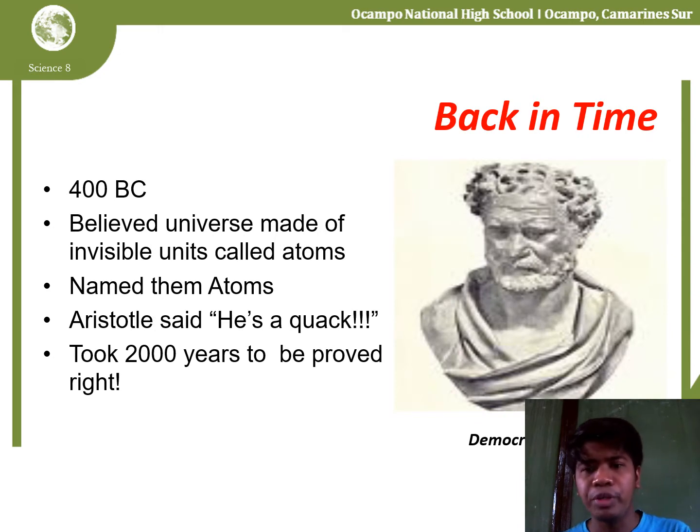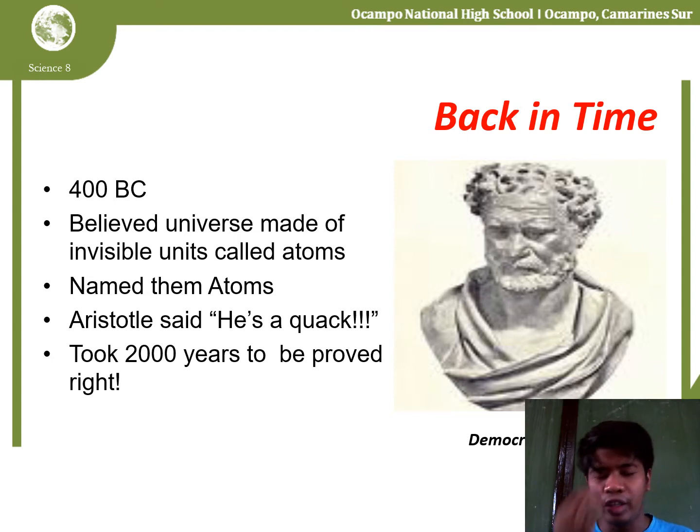Now let's begin with the discovery of an atom. Let's go back in time. The concept of atom was first introduced by the scientist Democritus. It was in the time of 400 BC, where he believed that the universe is made up of invisible units called atoms. Now, in Greek, atoms was first called atomos, then it was translated into English over time. So from atomos, it becomes atom.